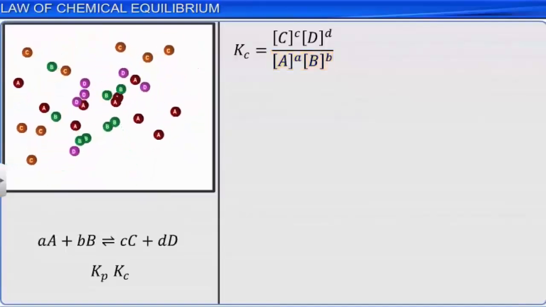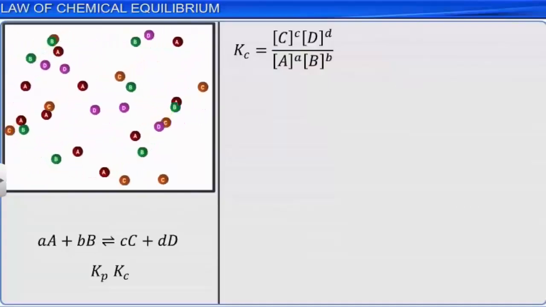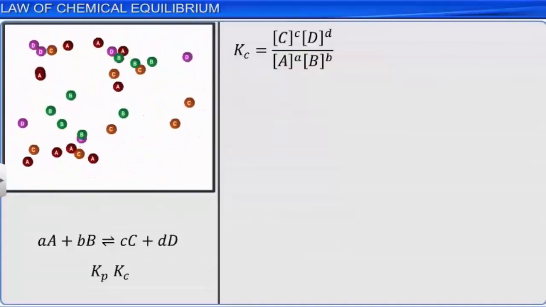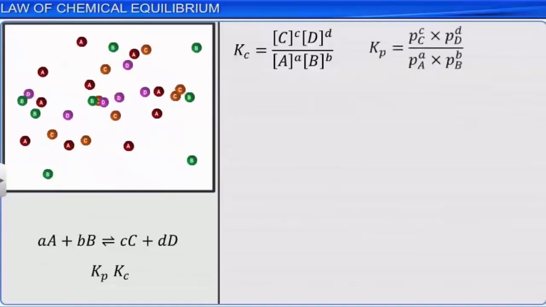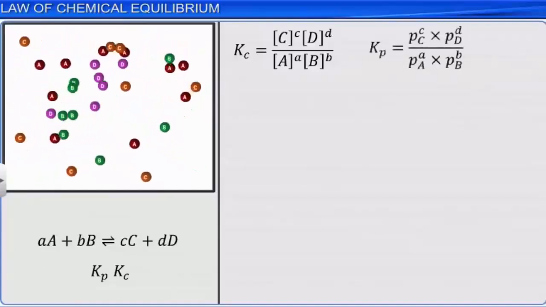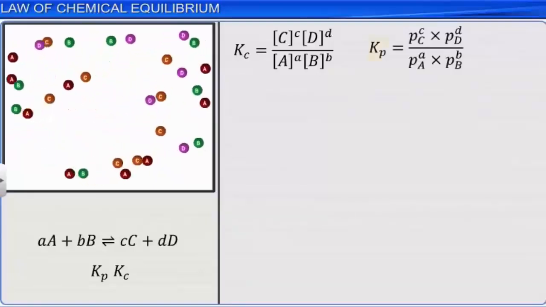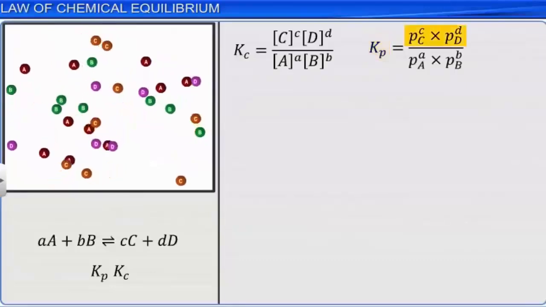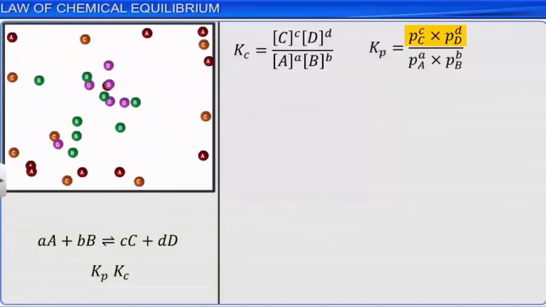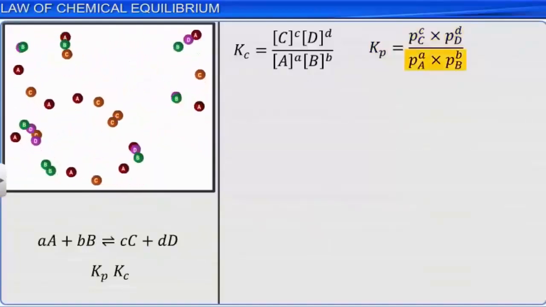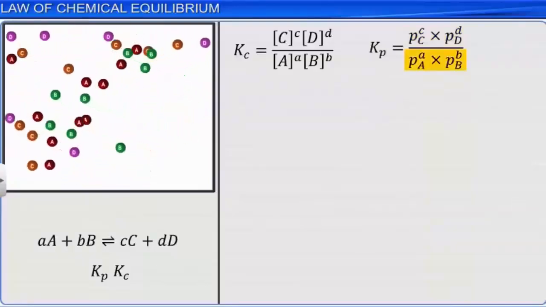Now, if the reactants and products are gaseous, partial pressure may be used instead of concentrations. Then, the equilibrium constant in terms of partial pressure can be written as Kp equals the product of partial pressures of the products, Pc raised to the power of c and Pd raised to the power of d respectively, divided by the product of the partial pressures of the reactants, Pa raised to the power of a and Pb raised to the power of b respectively.